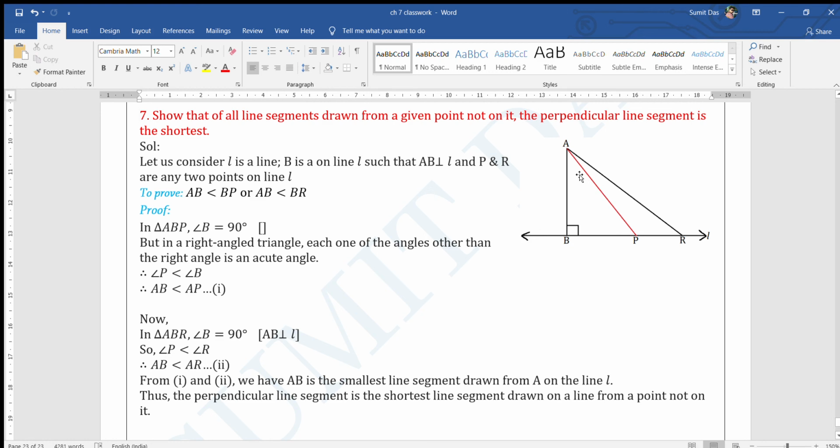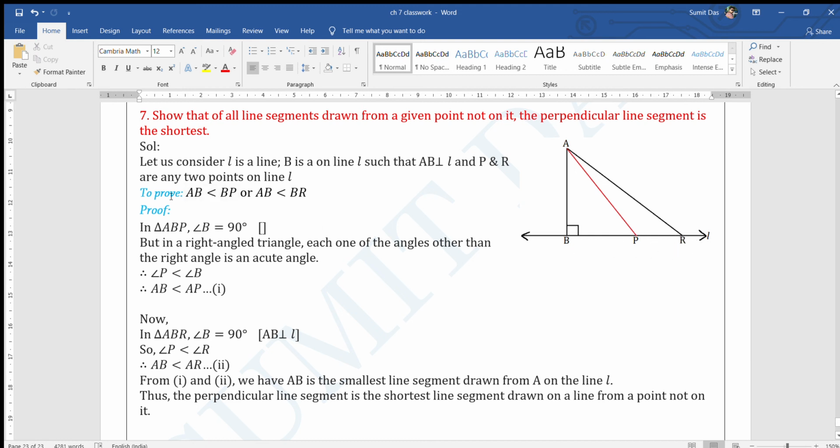Is it clear? So you can see, we consider here there is no given part actually, because we can't say this is given. It is what we all consider. Let us consider a line L, and B is the point on the line such that AB is perpendicular to the line. That means A is the point from where the perpendicular is drawn, and P and R are any two points on the line.